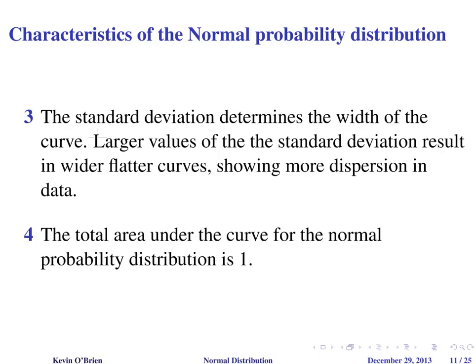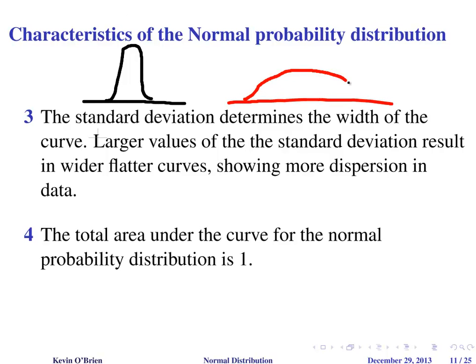The standard deviation determines the width of the curve. Larger values of standard deviation result in wider, flatter curves, showing more dispersion in the data. That's quite important. If you had a low standard deviation, your curve would look something like this, and if you had a high standard deviation, your curve might look more like that, if they were compared side by side. That's not really a very good bell curve, but you get the idea.